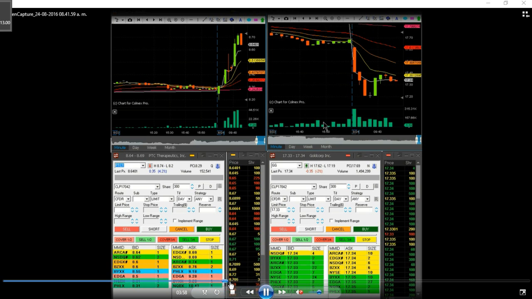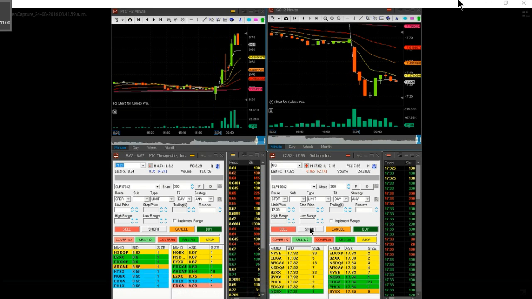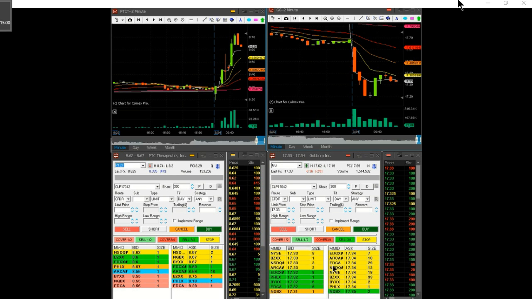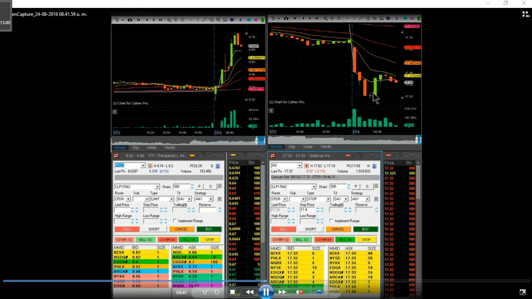So I wanted to get short right here if we have a confirmation, and the bidders came really weak in relationship with the ask. Look at this, we have some ask, some offers right there. So I'm short at 17.33, my average price, my entry price. Right now, as you can see, I expect it to go even lower and lower.